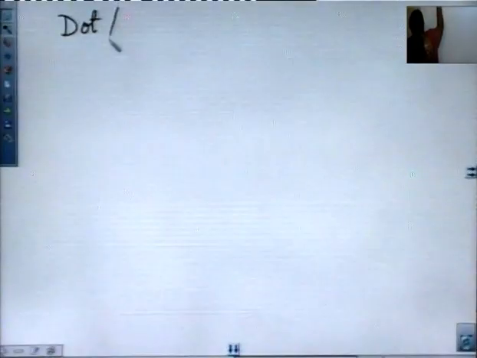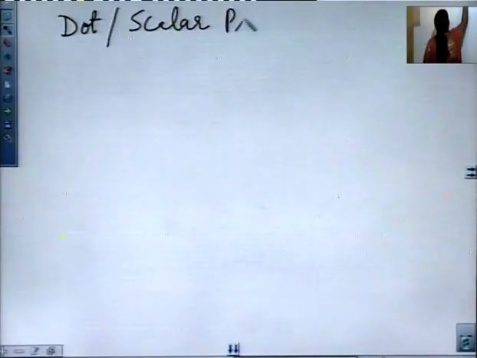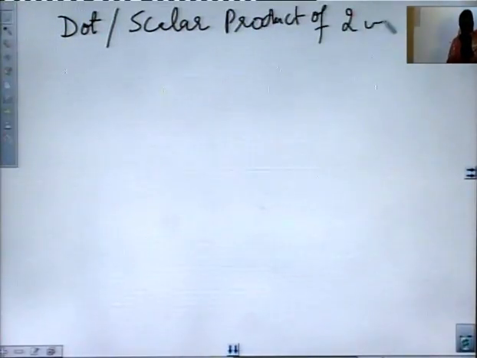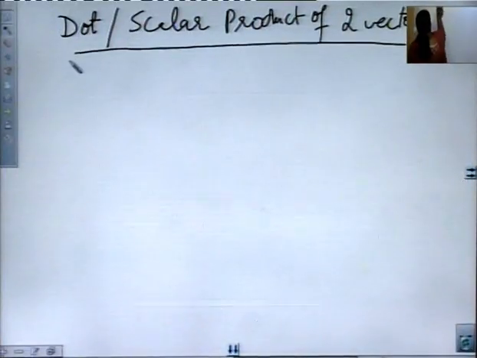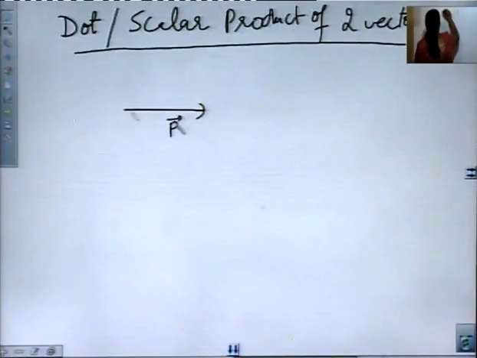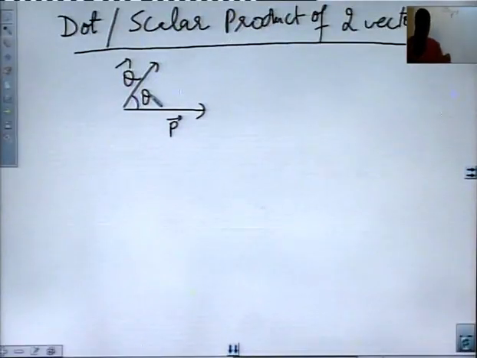Now we will explain the dot or scalar product of two vectors. Let us suppose we have two vectors. This is p vector and another vector is q vector, and the angle between both is theta.